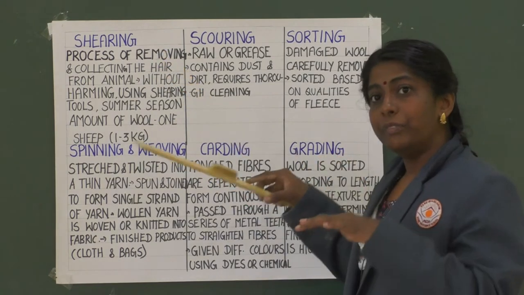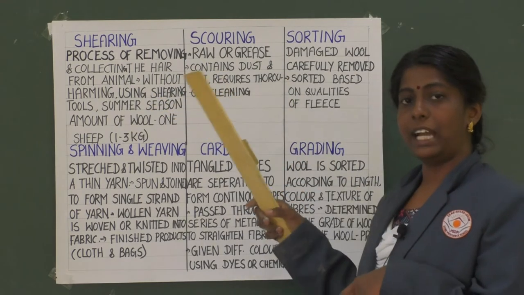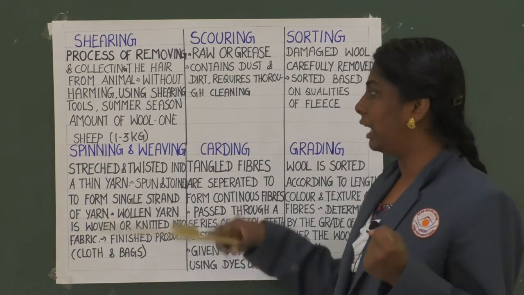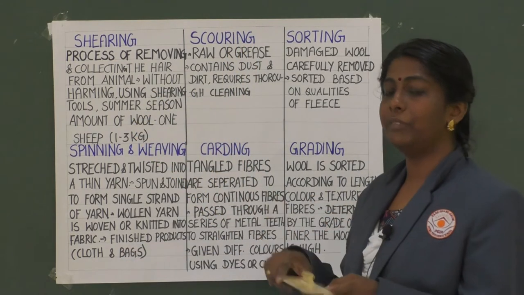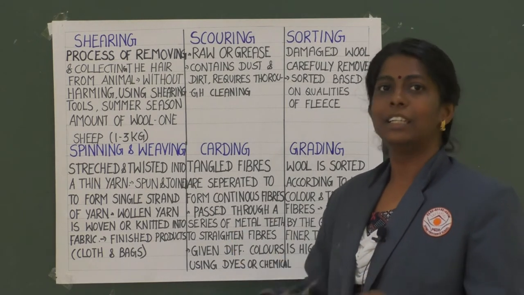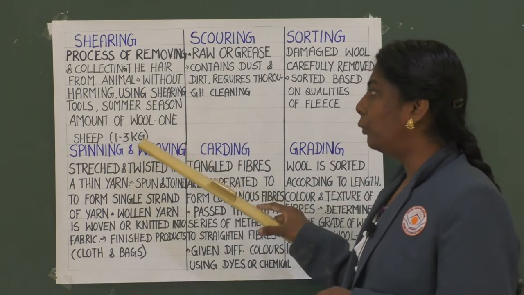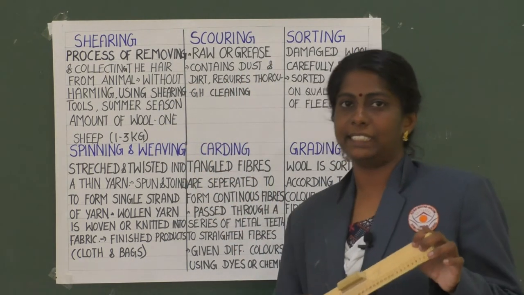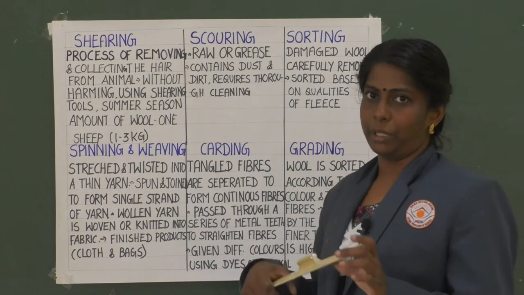They collect it without harming the animals, using shearing tools. Using the tool they collect the hair of the animal. Usually this step is done in the summer season, so that when winter comes, the hair will grow back again and they can withstand the winter season. Clear? The amount of wool we collect from each sheep will be approximately 1 to 3 kg. So this is the first step, shearing.